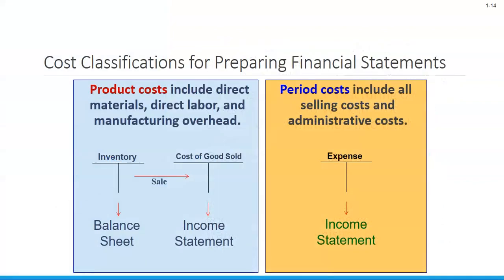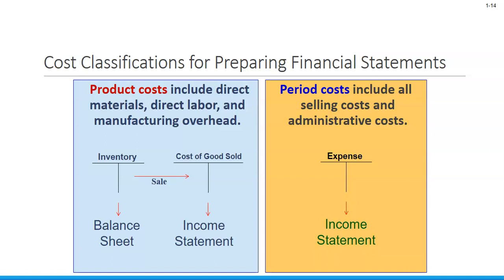The next classification of costs is whether we have product costs or period costs. So product costs are those costs that become part of our product or service. They are also called inventoriable costs because they end up in our inventory on the balance sheet as finished goods inventory or merchandise inventory, and then get transferred to the income statement as a cost of goods sold. Period costs are all of those selling and administrative costs that end up as expenses on our income statement. So this would be rent expense for our office building.